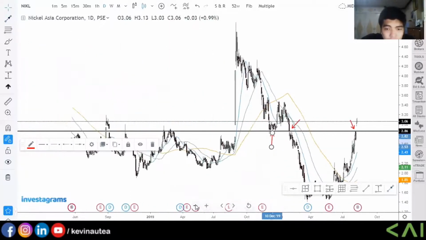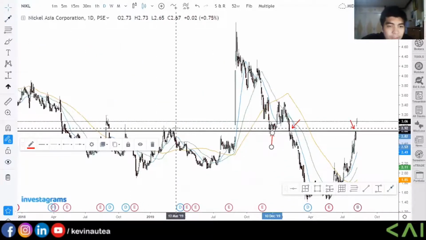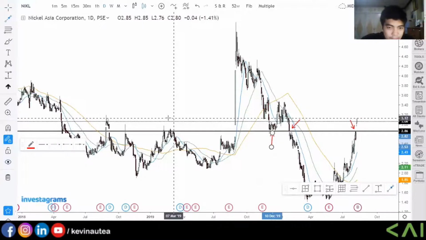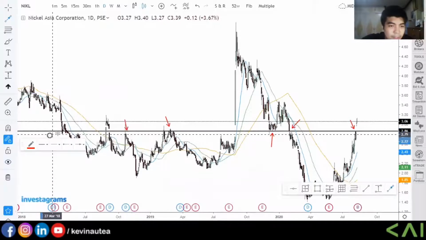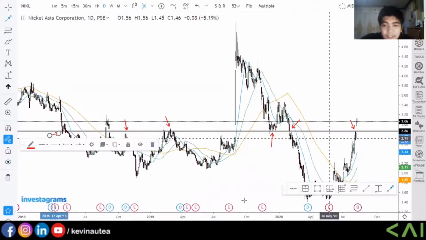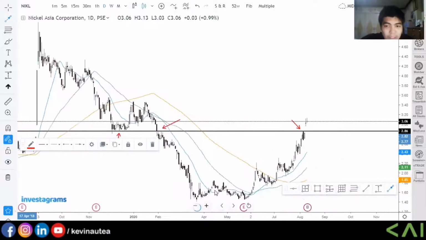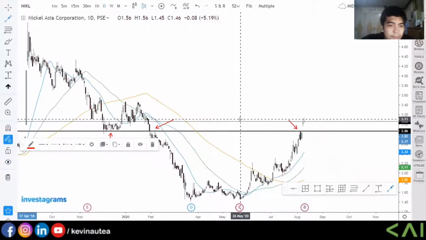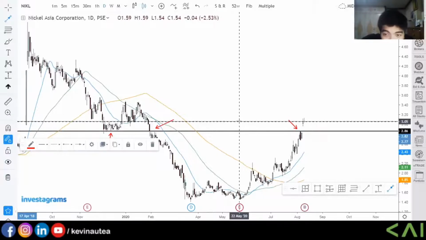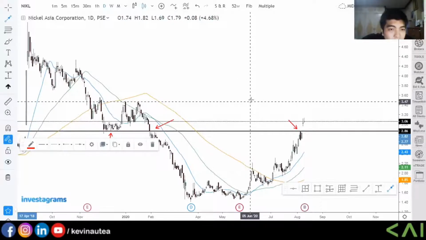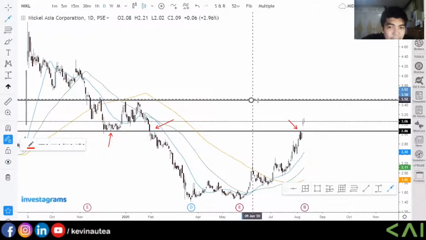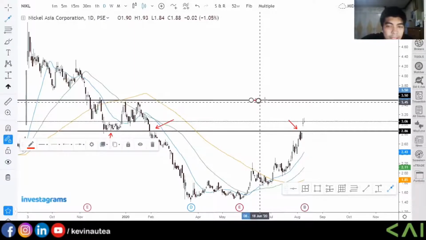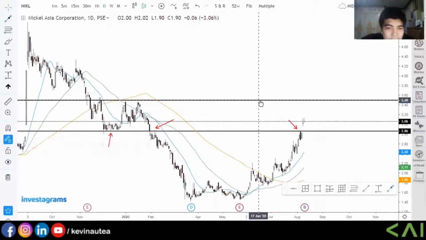Let's try to look back at it here. The area is full of resistance and support around this area. So the next possible TP for you, if you want to take profit, maybe around here, but it already went up. The higher one could be around this area. That's the one that I could see.